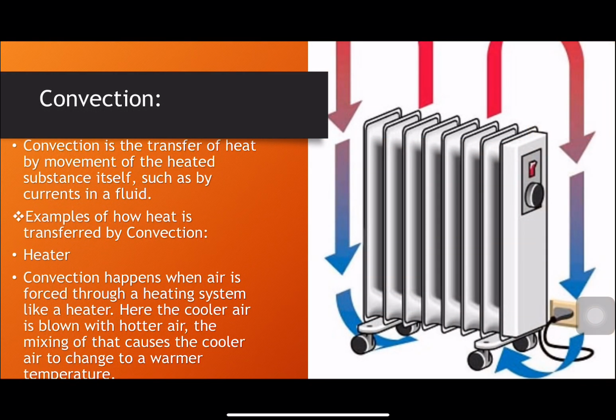Lastly, we'll go on to convection. Convection is the transfer of heat by movement of the heated substance itself, such as current in fluid or air in this case. An example of how heat is transferred by convection is a heater. Convection happens when the air is forced through a heating system like a heater, where the cool air is blown with hotter air, and that mixing causes the cooler air to change to a warmer temperature.